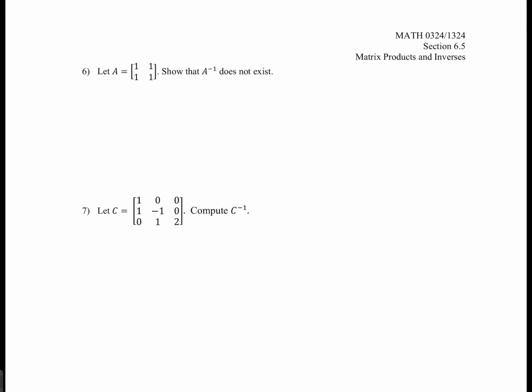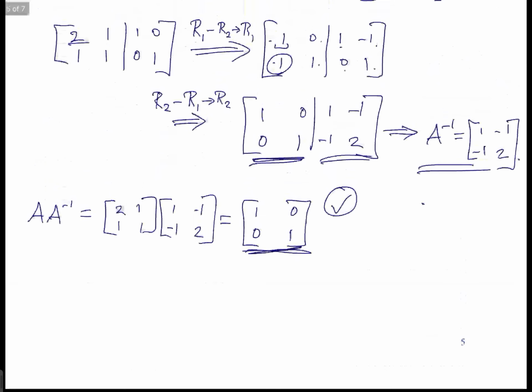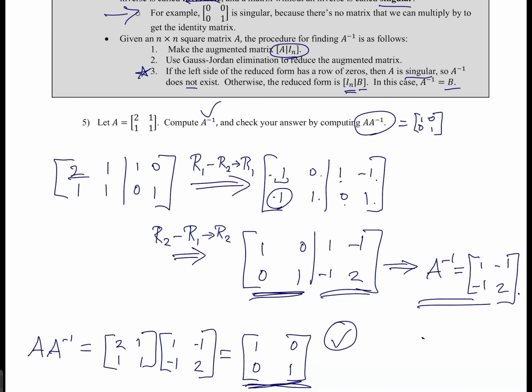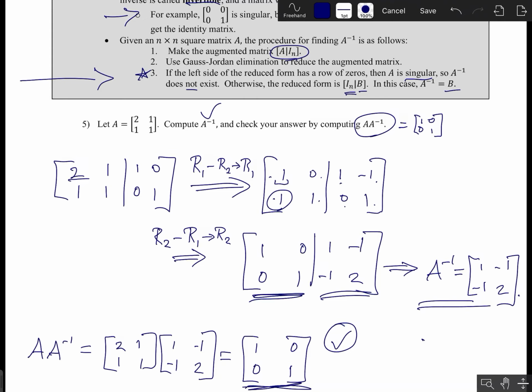So remember, the procedure on the previous page says that basically in all of these cases, we're going to be forming the augmented matrix where we attach the identity matrix on the right, and then we try to reduce the matrix on the left to the identity matrix. But the important thing here was this third step. It says, if the left side has a row of zeros, then A is singular. Otherwise, you've made it to the diagonal ones matrix.